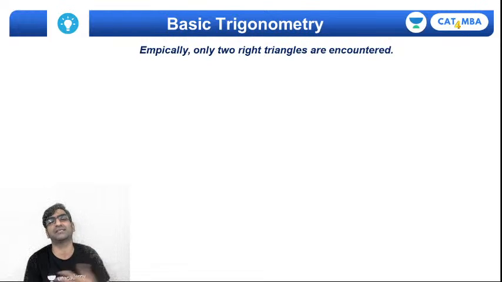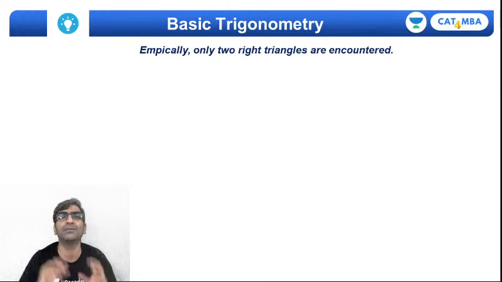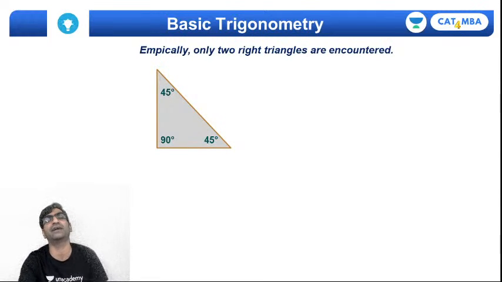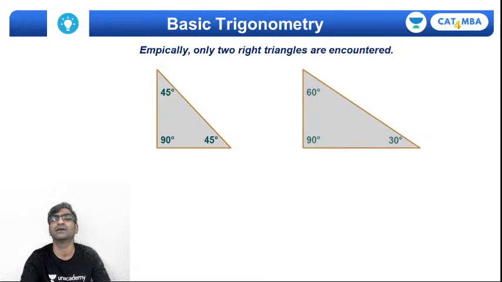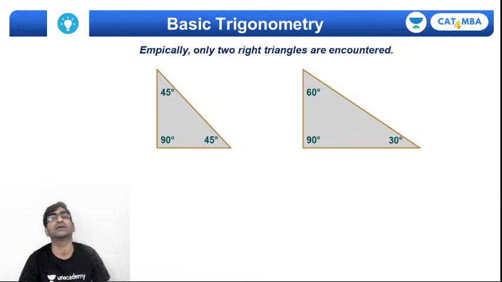Empirical means if you study past year papers, it turns out that in most trigonometric questions, only two types of right triangles come up. Almost 100% of questions here will only be of two types. These two triangle types are the 45-45-90 triangle, or the 30-60-90 triangle. Remember, usually the angles of elevation and depression that you deal with will either be 30 degrees, 45 degrees or 60 degrees, and hence these are the only two triangles that you can encounter.